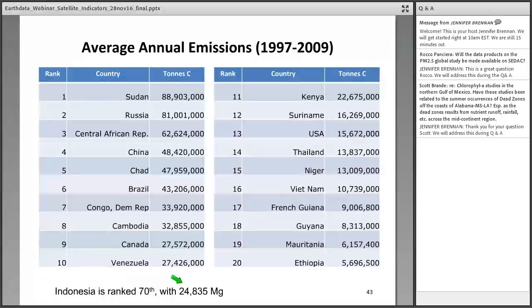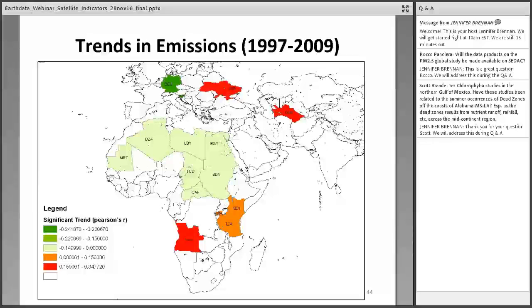We were interested in Indonesia partly because the peat fires that they had, especially during the El Nino year in 1997-98, generated a lot of emissions.